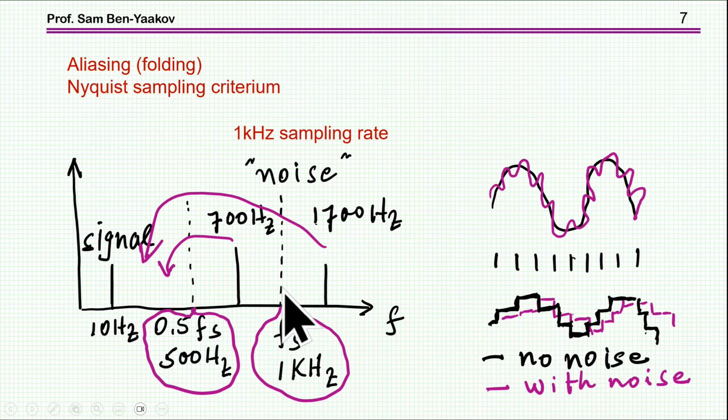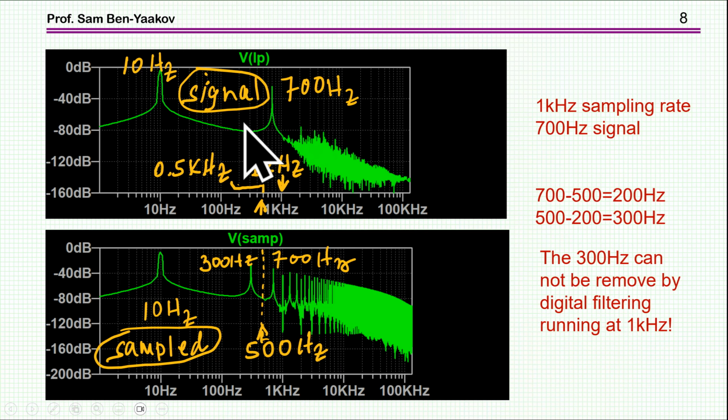Now, the same thing happens when the frequency is above the Nyquist frequency, say in our case 1700 hertz. Then again you have this folding effect, and this annoying signal is really very harmful, and you cannot get rid of it. So this is a real problem. So let's have a look at this by simulation.